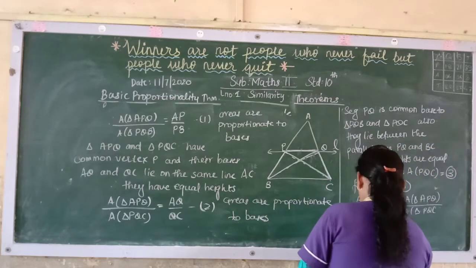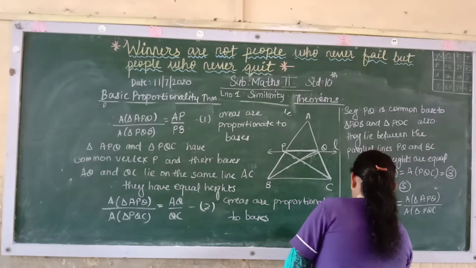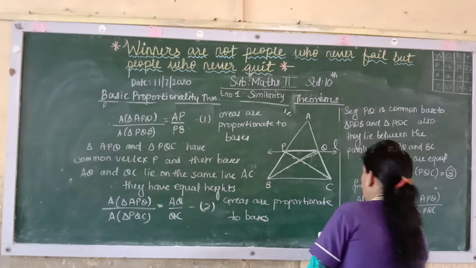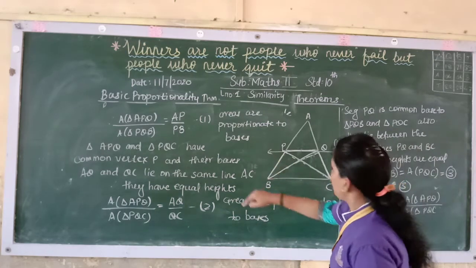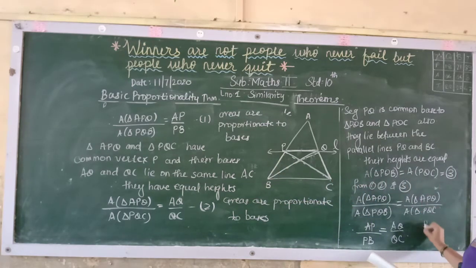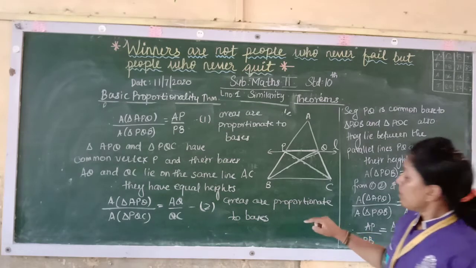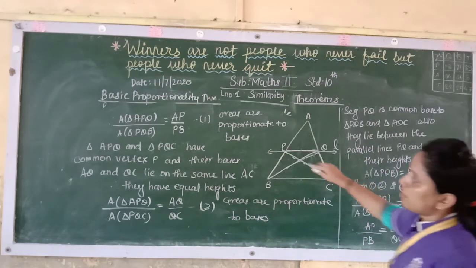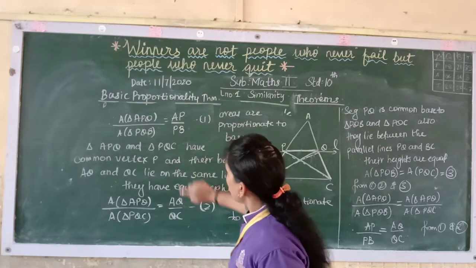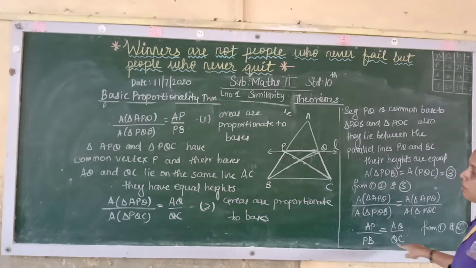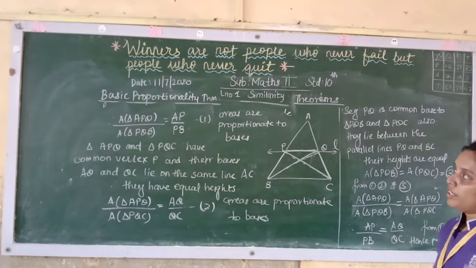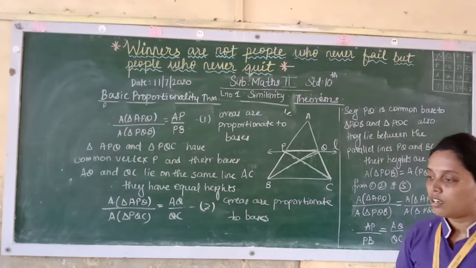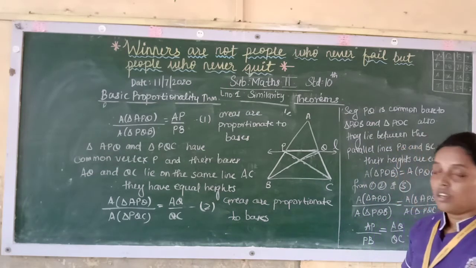So finally, what you will get? AP upon PB is equal to AQ upon QC. Here this is 1, 2. So this you got from 1, 2 and 3. So this you can get from 1 and 2, and considering this one. As these 4 are equal over here, as this side is getting equal, so this will also be equal. Therefore you are getting AP upon PB is equal to AQ upon QC. So this is hence proved, and this is what we wanted to prove. So this is the basic proportionality theorem. It is very easy. Just pay attention once, you will understand.